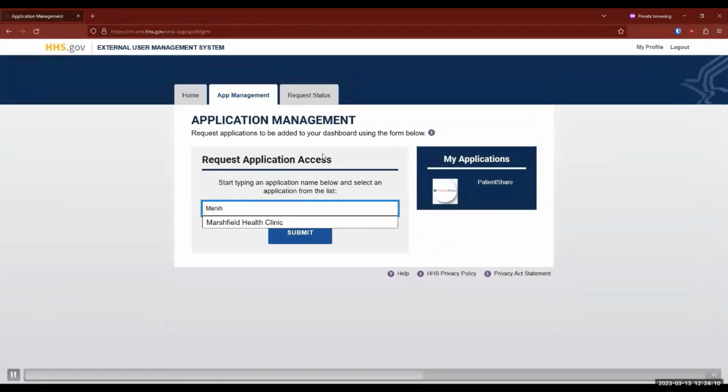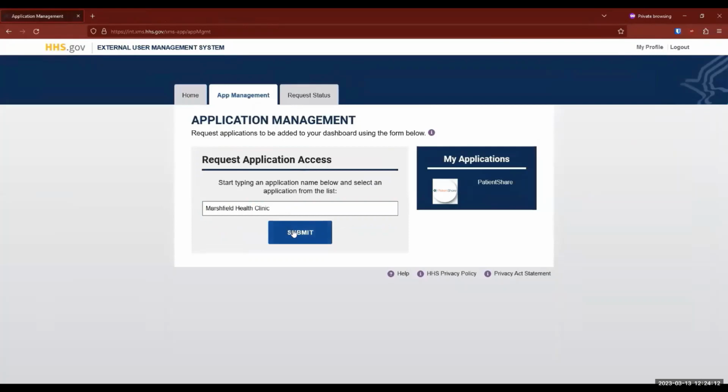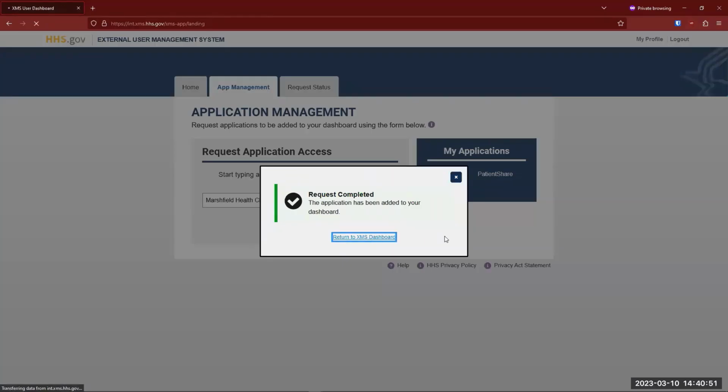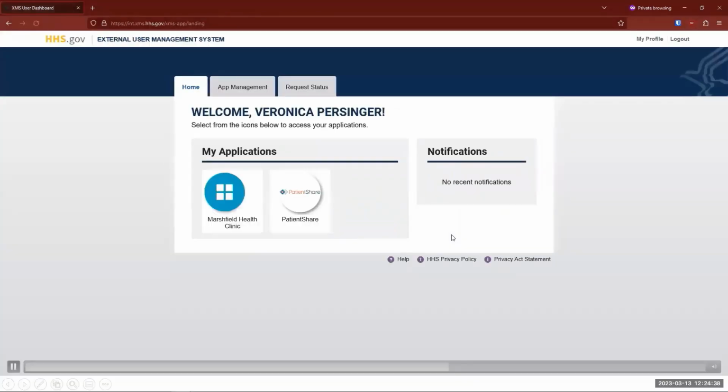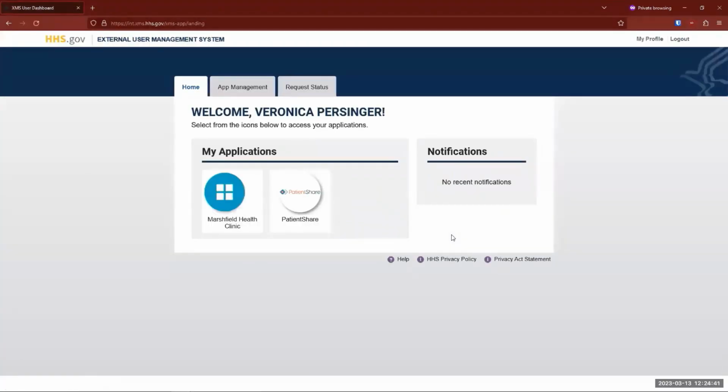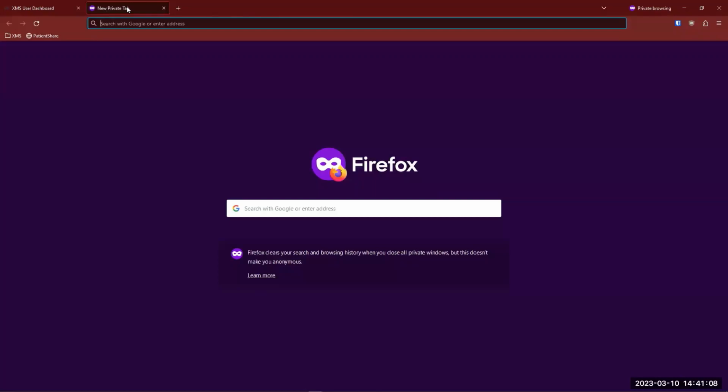The user can add additional applications for which they would like to log into from the app management page. In this case, the user is able to add Marshfield Health Clinic, and because there is no level of approval configured, that application is added to the user's XMS account immediately as long as they meet the baseline requirements for the application.